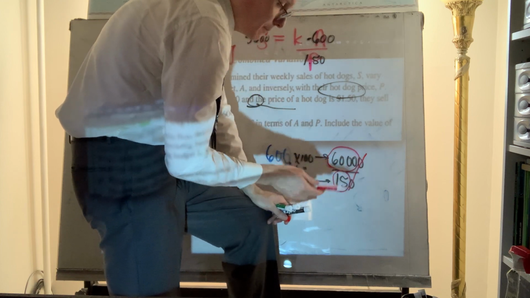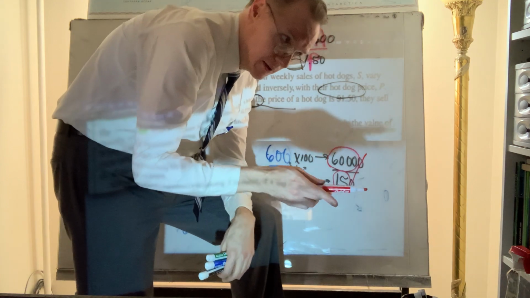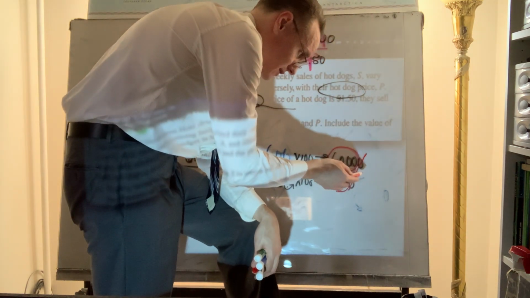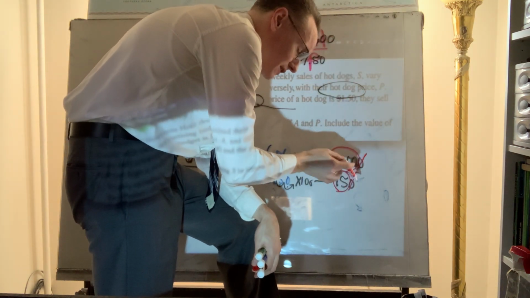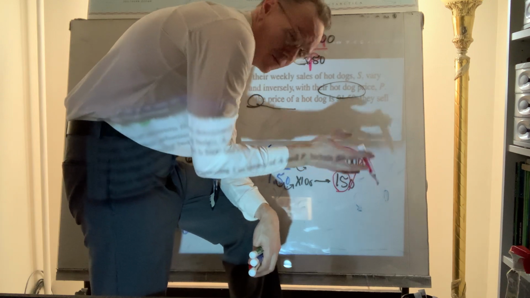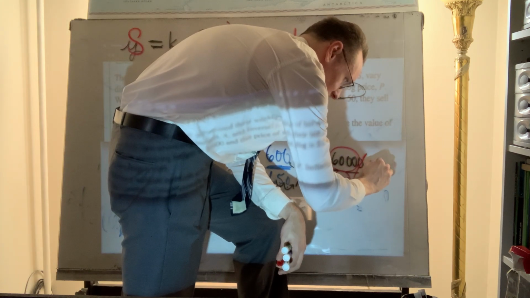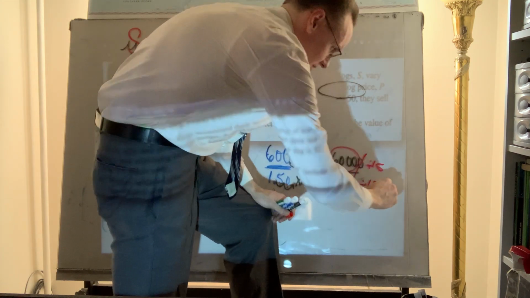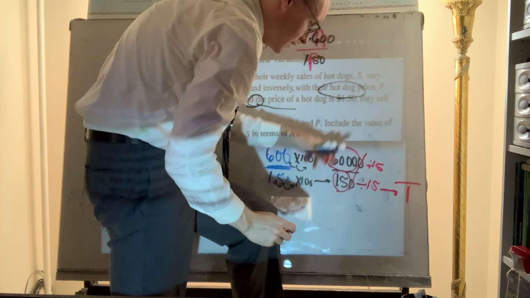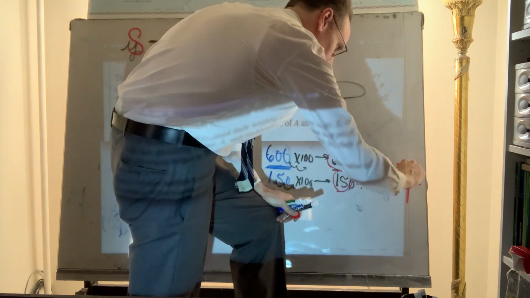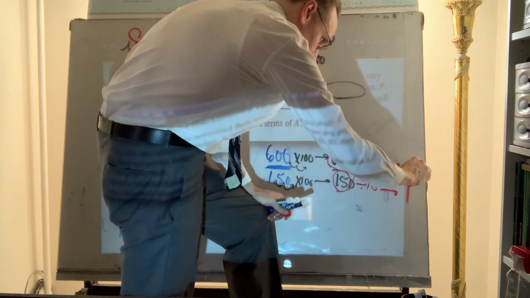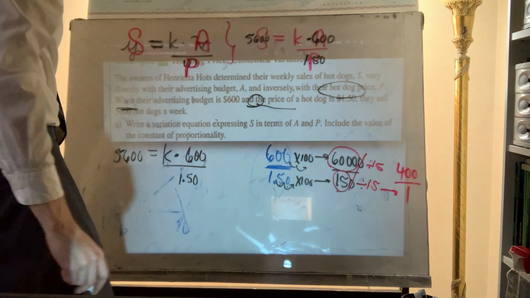I happen to know from dealing with a lot of problems over the course of many years that 15 and 60 work well. They come from time: a quarter of an hour is 15 minutes, and 60 would be the whole hour. You could divide each of these by 15, in which case the bottom would be 1, and the top would be 4 with 2 extra zeros.